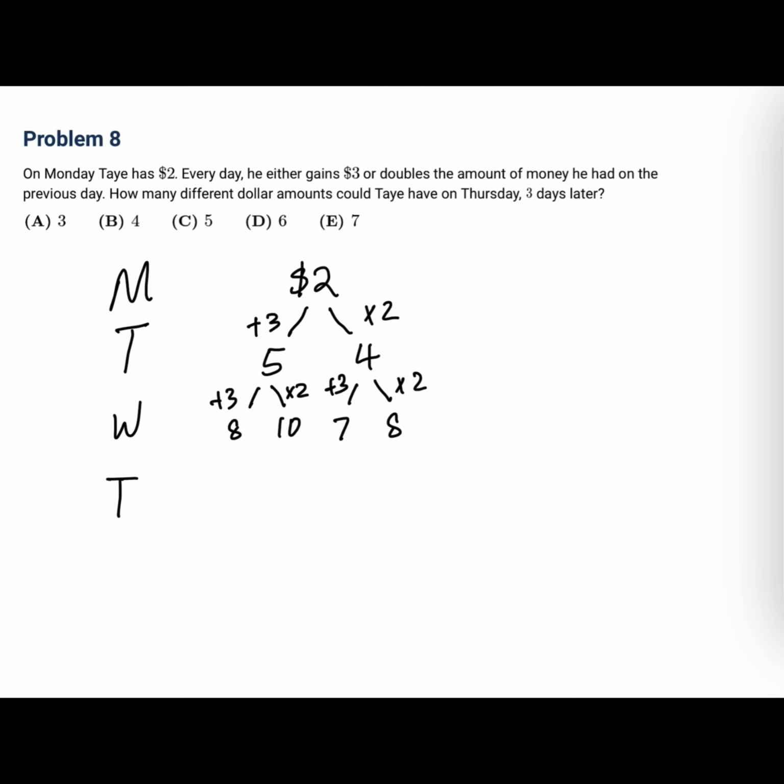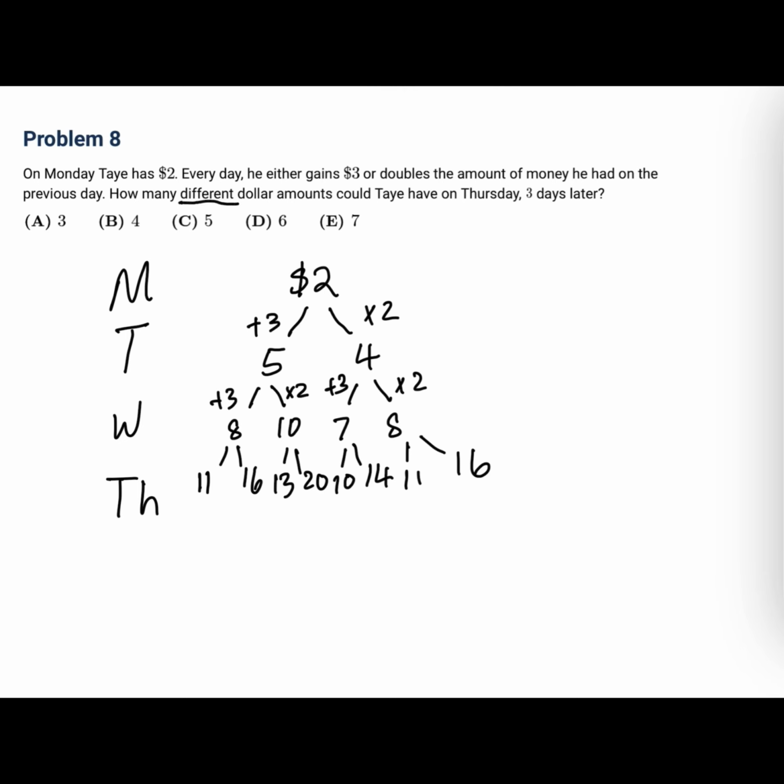And finally, on Thursday, there's going to be 8 options, since it's the options from Wednesday times 2. So you can either have 11 or 16, 13 or 20, 10 or 14, 11 or 16. So we have 8 different options, but if you notice, the problem asks how many different dollar amounts.